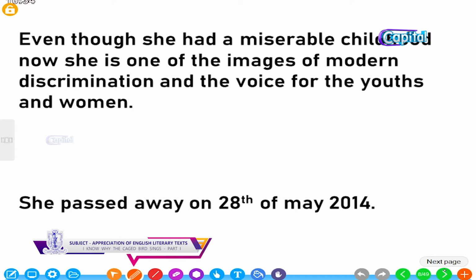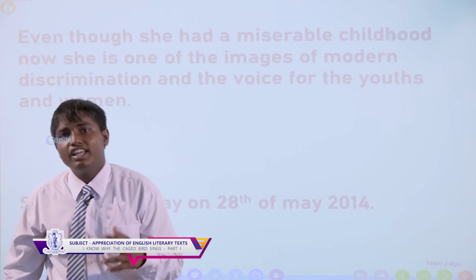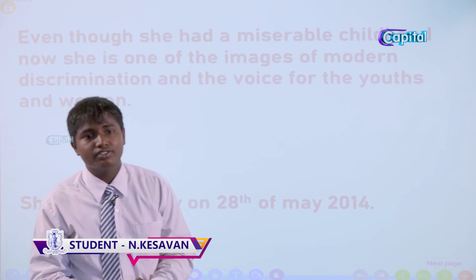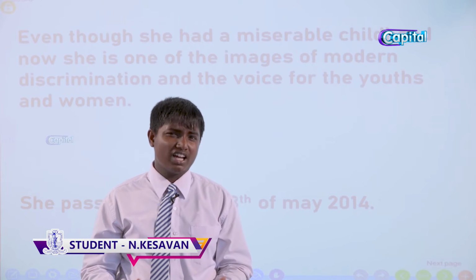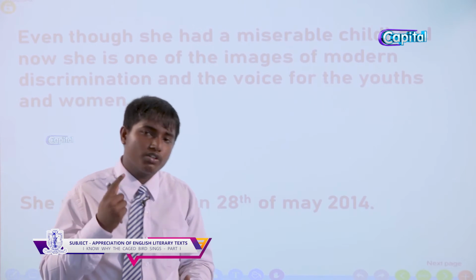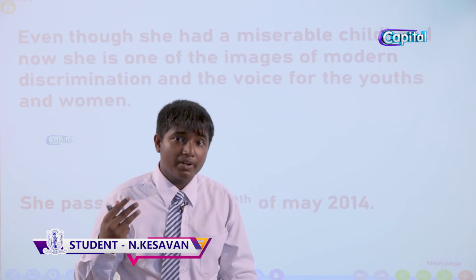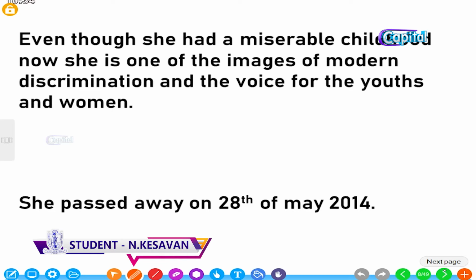So, the final of the poet's life: even though she had a miserable childhood, now she is one of the images of modern discrimination and the voice for the youths and women all around the world. Even though she had a very miserable past life, she fought for her freedom. She fought for what she wanted. She fought for the freedom of women, for the freedom of youths, and for the freedom of the discriminated ones. And she died on 28th May of 2014. We lost a great soul from this world on that date.